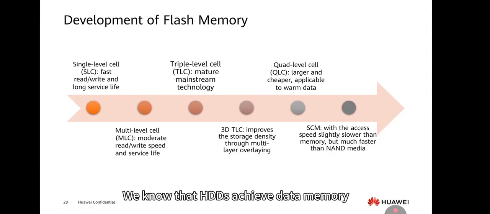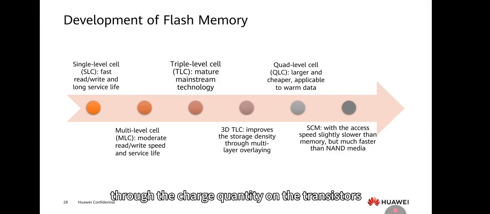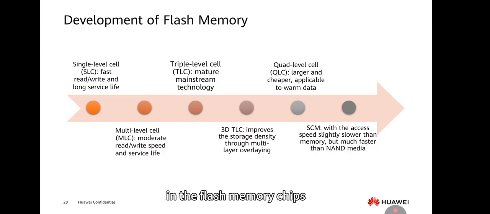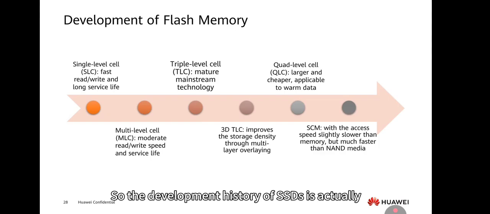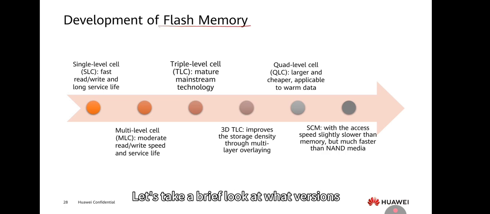We know that HDDs achieved memory through the state of magnetic materials on their disk platters. Unlike HDDs, SSDs achieve persistent state memory through the charge quantity on the transistors in the flash memory chips. So the development history of SSD is actually more of the development history of flash storage media. Let's take a brief look at what versions of flash storage media have gone through since its inception.